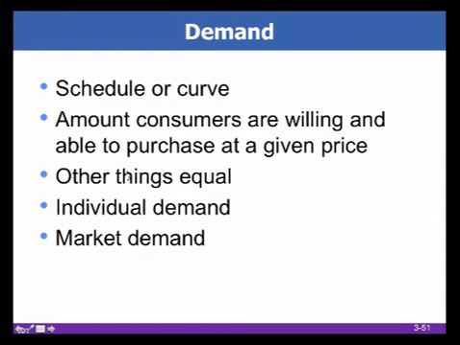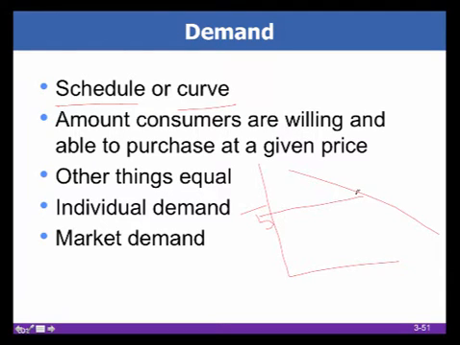Demand is one of the elements. So we can see this as either a curve, so that's sort of the graphic representation, or as a schedule. That's going to look more like a table. And the definition is the amount that consumers are willing and able to purchase at a given price. So we're going to say, at $5, right? So we draw this out at $5 as our price, then people are going to be willing to purchase 20 items.